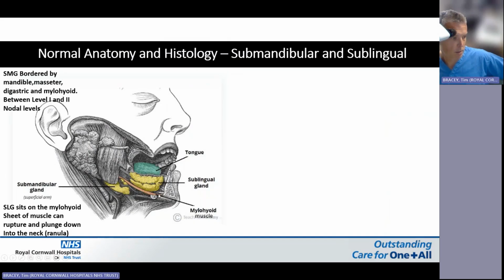Remember that this sheet of muscle can have a defect in it, and there can be herniation of the sublingual gland, or at least its mucous contents, and that can plunge down into the neck, and that's called a plunging ranula.